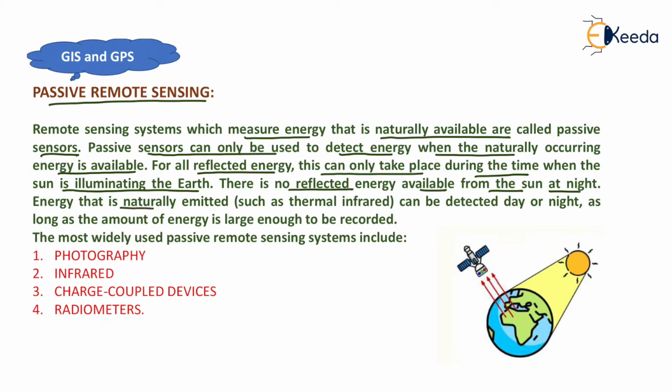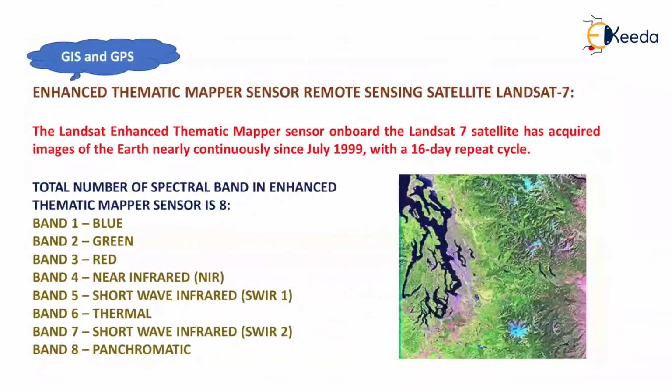Energy that is naturally emitted, such as thermal infrared, can be detected day or night as long as the amount of energy is large enough to be recorded by the sensors. Now, the most widely used passive remote sensing systems include photography, infrared, charge coupled devices, radiometers. Now, we can move to the next, that is enhanced thematic mapper sensors remote sensing satellite, that is Landsat 7.